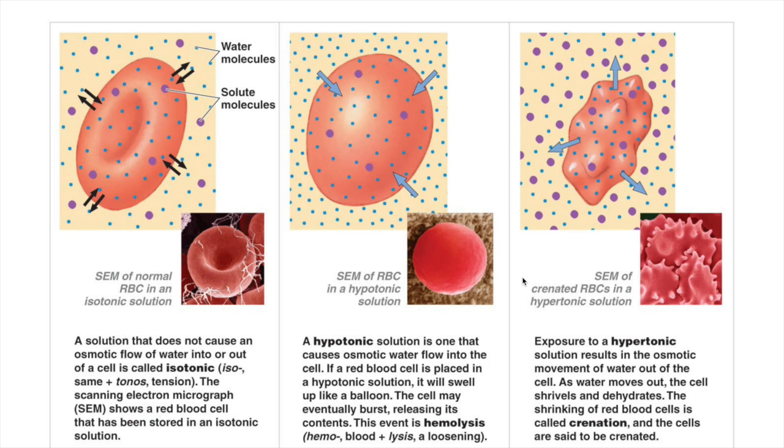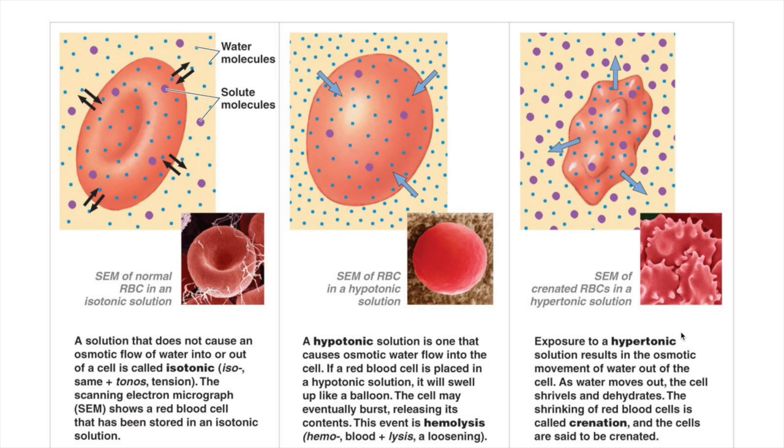Then a solution with a higher concentration would cause net movement of water out of the cell, and that would cause the cell to shrivel up. This is called a hypertonic solution. And if your cells shrivel up, they can't do their job very well. So those are some terms to know. Isotonic, hypotonic, and hypertonic. You'll see them later on.